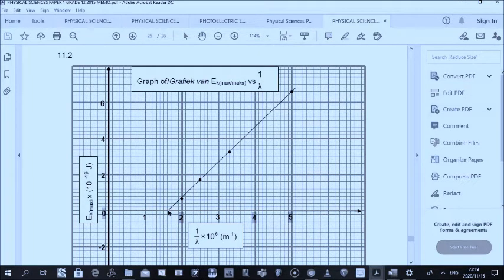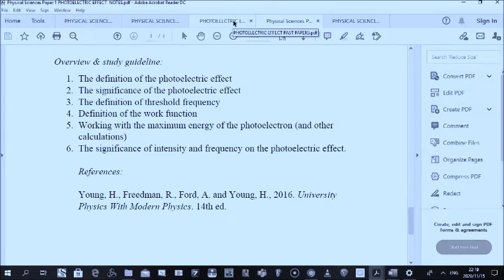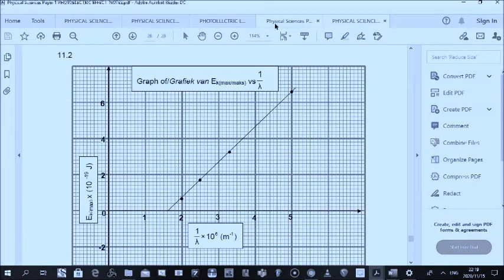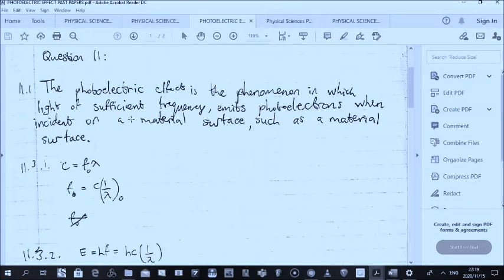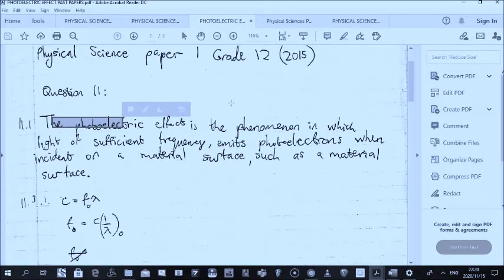So this is the threshold frequency from the graph. When you extrapolate it, you can get your threshold frequency. And I've done it here. I just want to show you my calculations. So this was the first question I was answering, physical science paper 1, grade 12, year 2015, final paper.